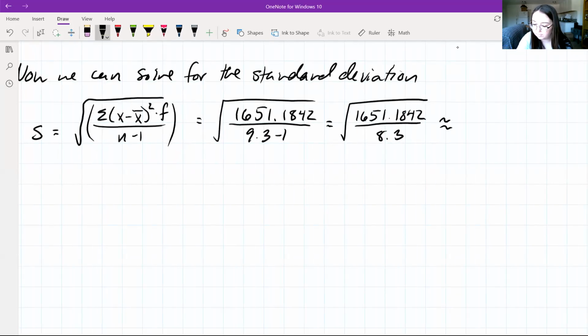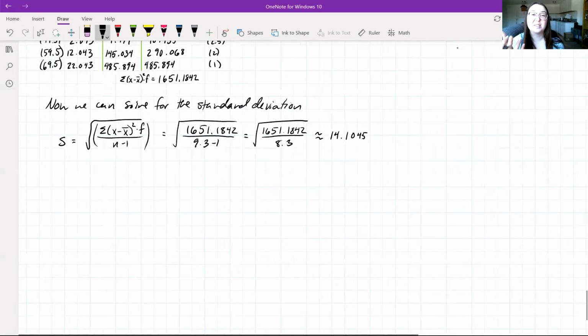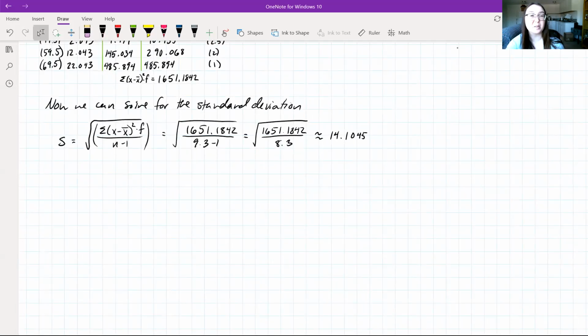And when we solve this, we should get a value of about 14.1. Now we can drag this out to more decimal points if it asks, but we did see that when we calculated this, it should be 14.1. That's going to end up being 14.1045. So that is the whole number, but it just depends on the question if it asks you how many decimal points to round to.